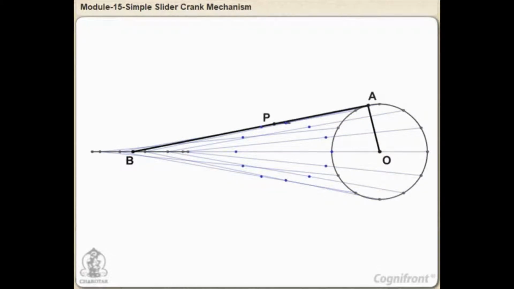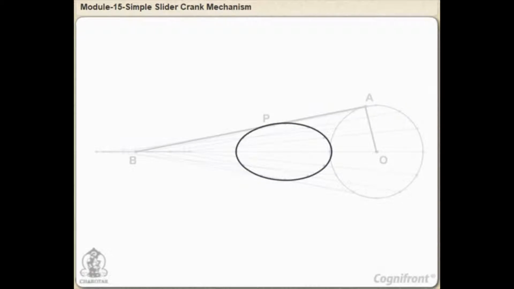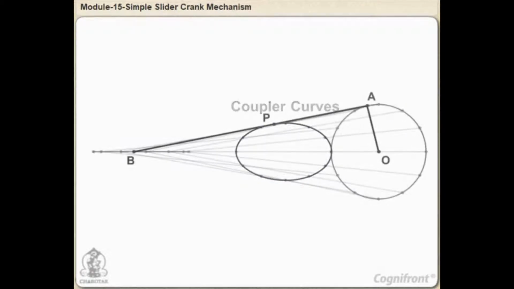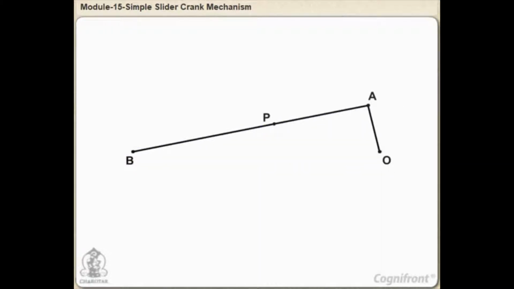Finally, a smooth curve drawn through the located points will be the locus of P. The curve obtained is known as coupler curves. Let's see the stepwise procedure to draw the above path.